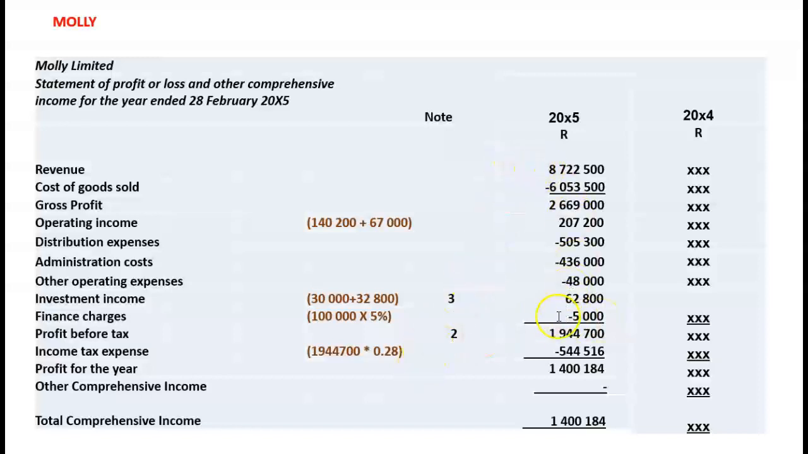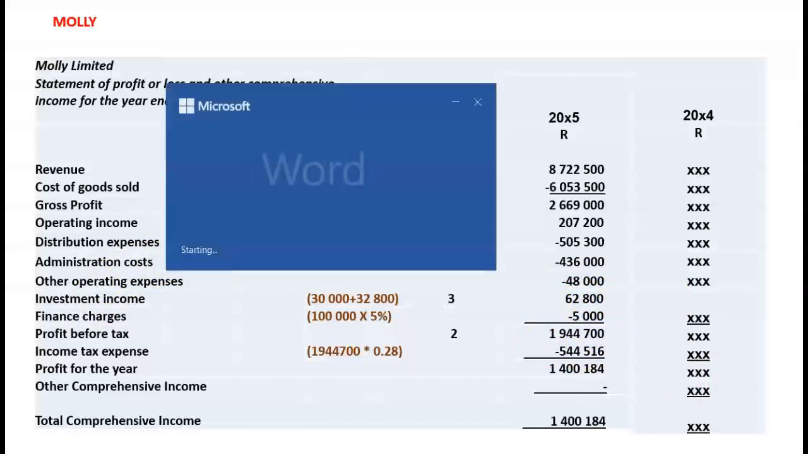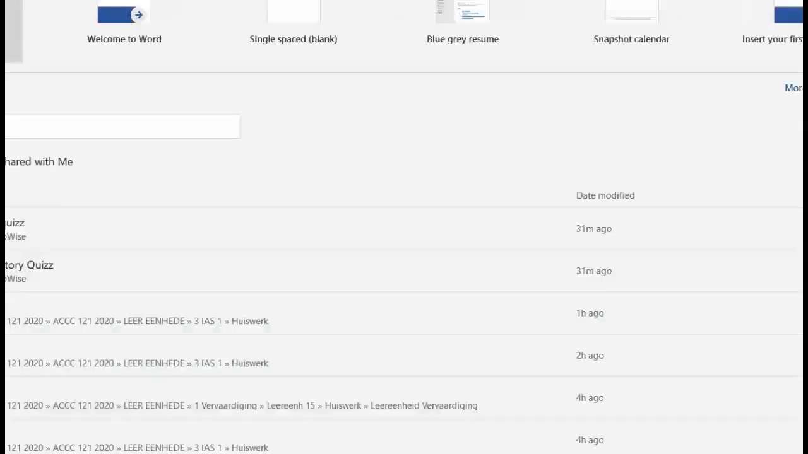Now we can determine our profit before tax in our income statement. So we will start with our gross profit, add the income, deduct the expenses. That was also investment income, so we add that, and that would have given us then a total of profit before tax of 1,944,700.